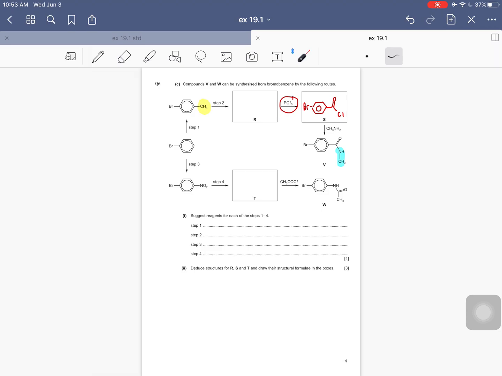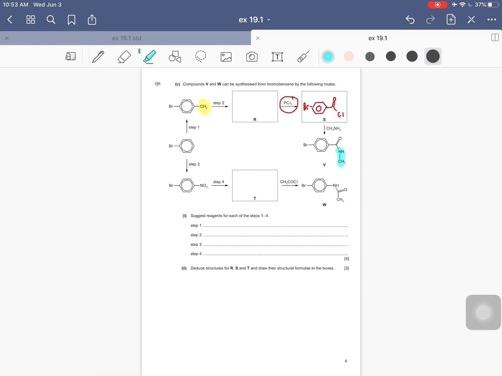So this is something for you to figure out. You go from CH3, there's an intermediate product, which is a bridge from a methyl bromobenzene to an acyl chloride. So you have to think about it. The hint is the acyl chloride comes from something. What is the starting material of an acyl chloride? That is the hint. Now moving on to step 3.